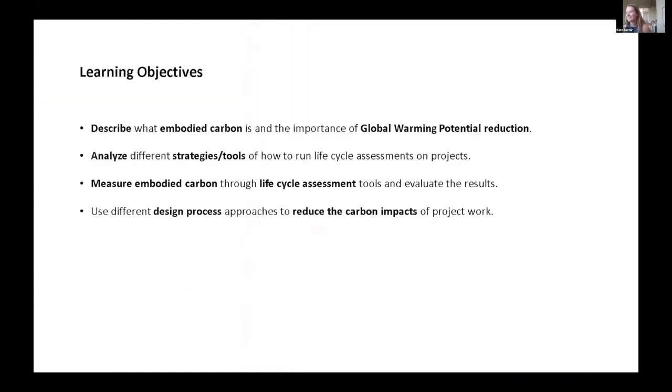Really quickly, just learning objectives for you. The goal of this is that we are trying to educate everyone on embodied carbon and how to reduce global warming potential. We're going to be doing this through looking at a few different tools today, primarily looking at Tally. The main objective here is to learn how to measure carbon and effectively reduce it through different design decisions. And then I'll be presenting 3 different case studies that I've worked on so far at Lake Plato.